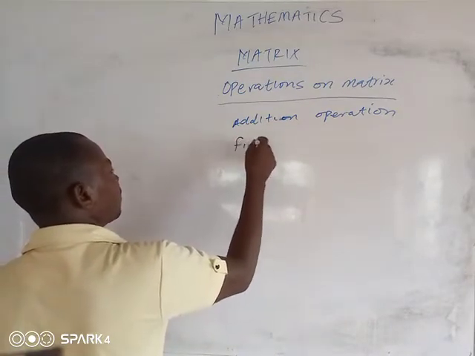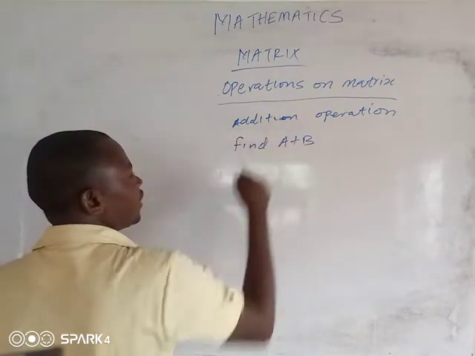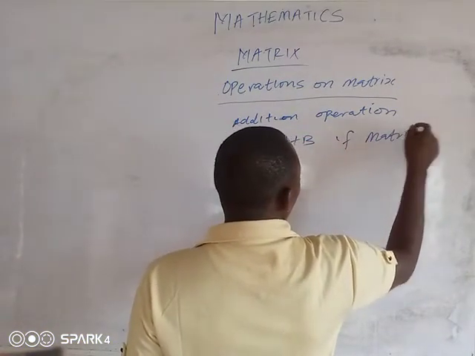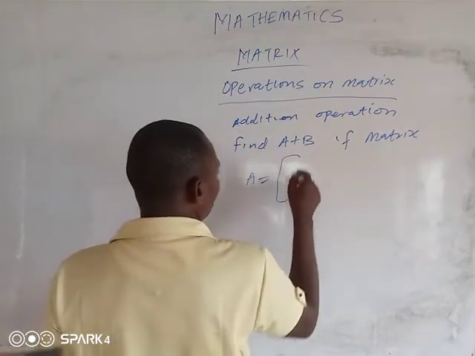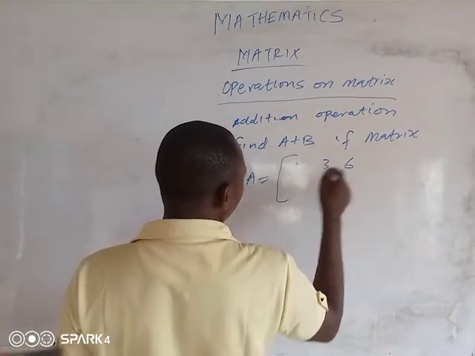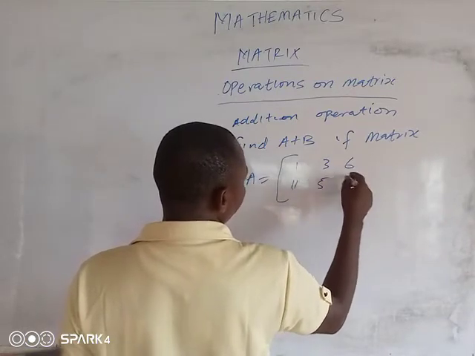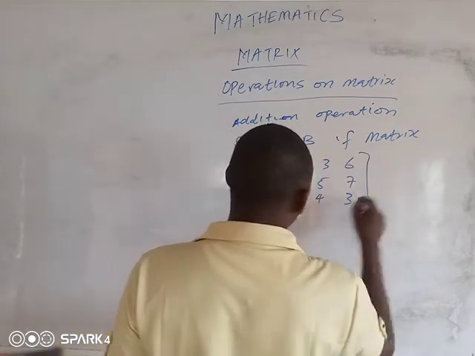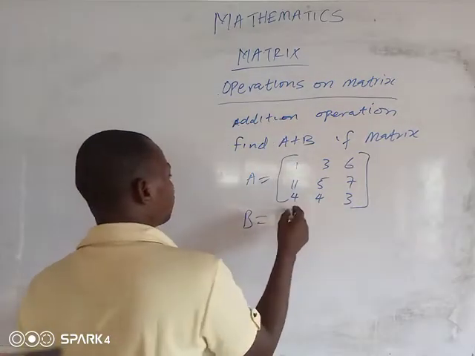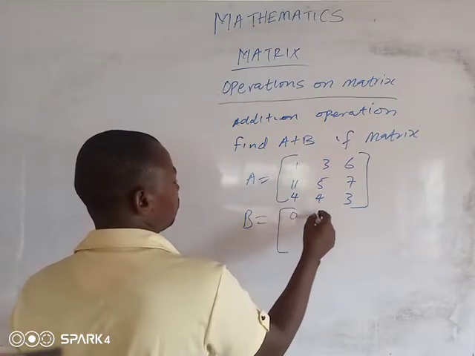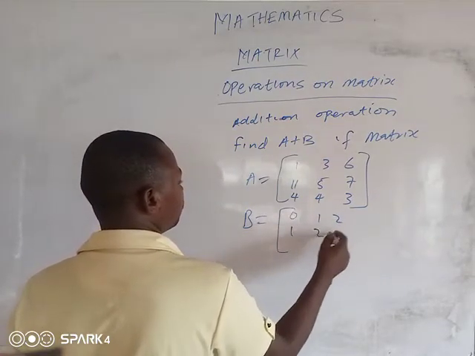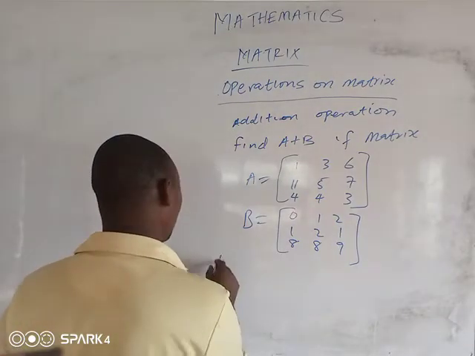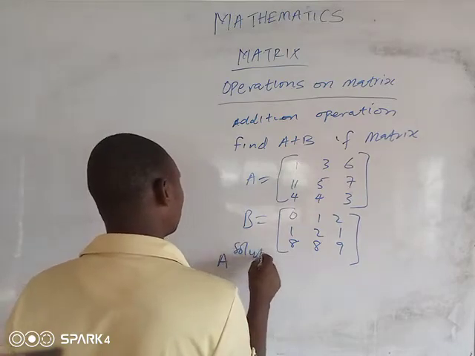Find A plus B. So this is how you see it. If matrix A equals 1, 3, 6, 11, 5, 7, 4, 4, 3. So let's just say matrix B equals 0, 1, 2, 1, 2, 1, 8, 8, 9. So A plus B now, that's the solution.